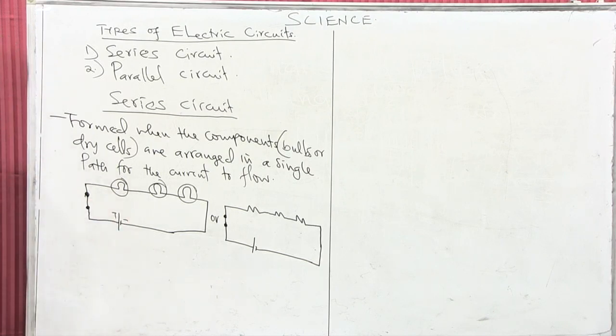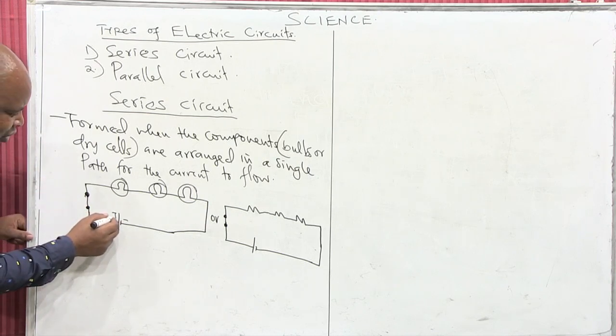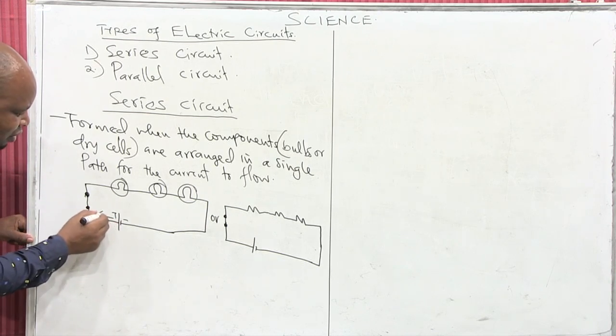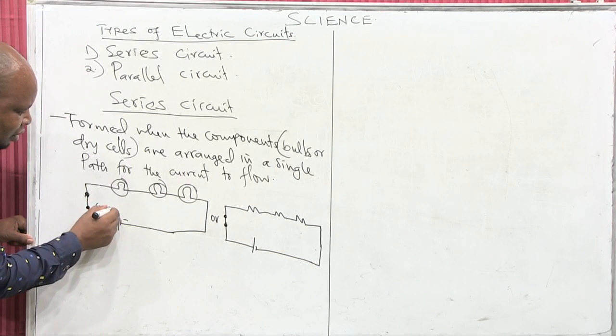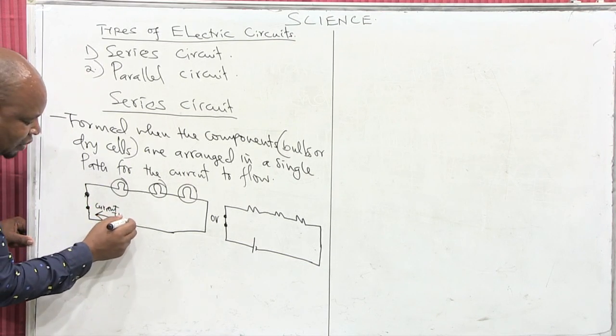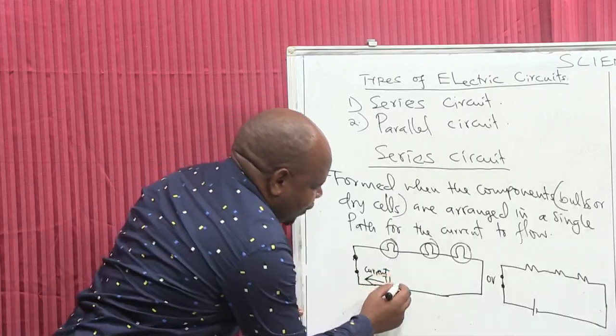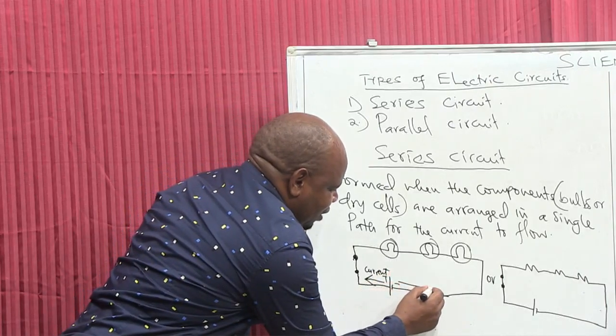Remember what we discussed in our previous period. Current flows from positive to negative. Electrons flow from negative to positive. So current will be flowing this way, and electrons will be flowing in this direction.